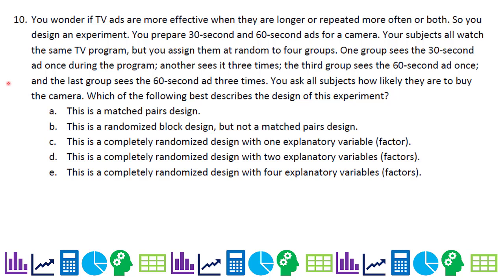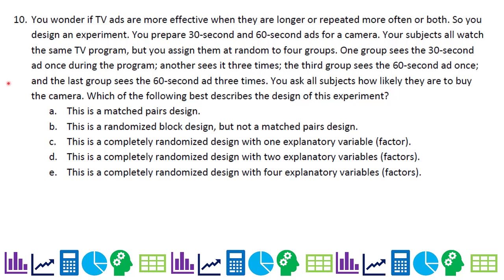Number 10, you wonder if TV ads are more effective when they are longer or repeated more often or both. So you design an experiment. You prepare 30-second and 60-second ads for a camera. Your subjects all watch the same TV program, but you assign them at random to 4 groups. One group sees the 30-second ad once during the program, another sees it 3 times, the third group sees the 60-second ad once, and the last group sees the 60-second ad 3 times.